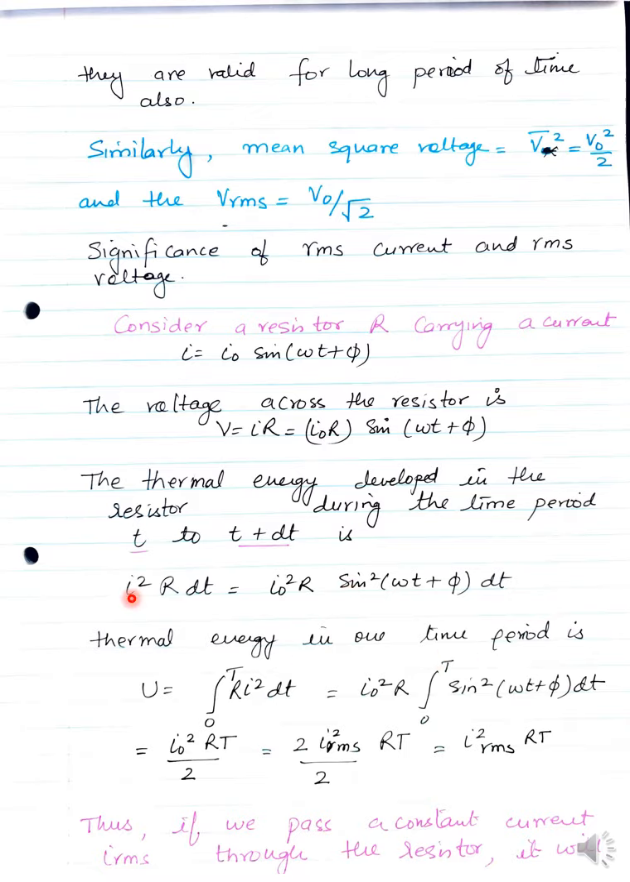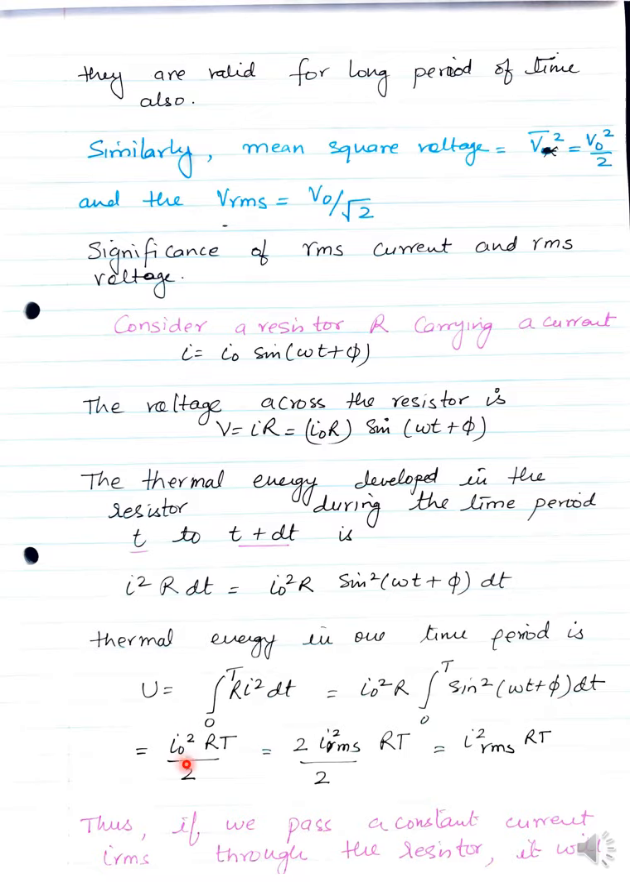So, thermal energy in one time period. If we integrate this over one time period, from 0 to T, then as in the previous part, we change it to 1 minus cos(2 omega t plus phi), and from there we will get I naught squared R into T divided by 2. Just do the similar thing: 1 minus cos(2 omega t plus phi), divided by 2, then do the integration, put the upper limit, then put the lower limit.